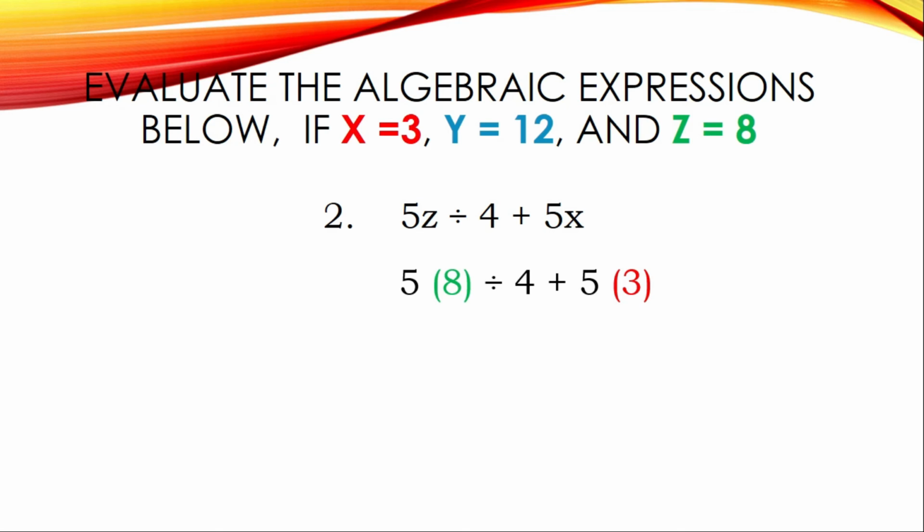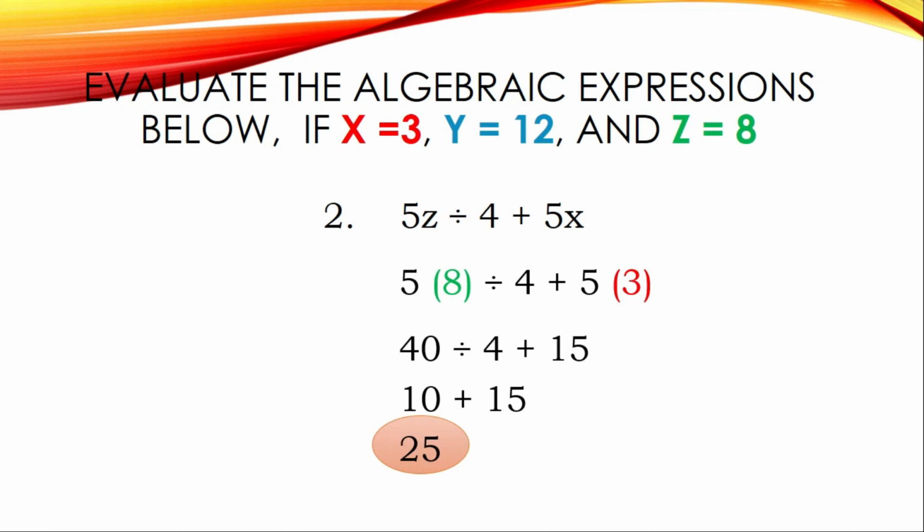And then, proceed with the GEMDAS operation. Unahin muna natin yung mga multiplication. So, ayan. 5 times 8 is 40 divided by 4 plus 5 times 3 which is 15. And then, proceed with division. 40 divided by 4 is 10. Then copy plus 15. And then last operation is addition. So, your answer is 25.